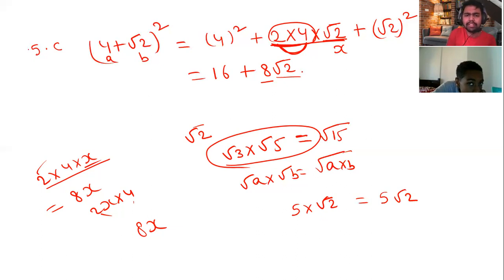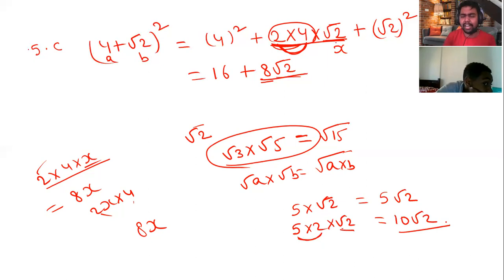The same thing I'm doing here. Here is 8 and root 2. They can't be multiplied, so I'm just writing it like that. Are you understanding my point? Suppose I have 5 times 2 and then again root 2. I can multiply this 5 and 2 together, which gives me 10. And now 10 and root 2 can't be multiplied, so we just write it like that.